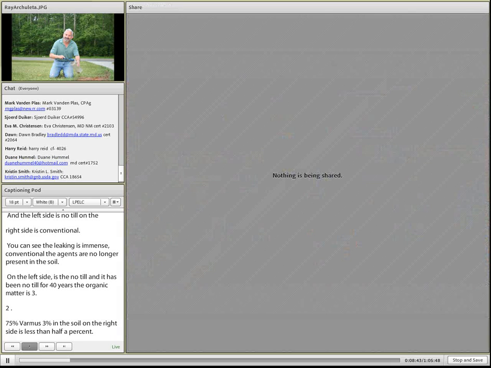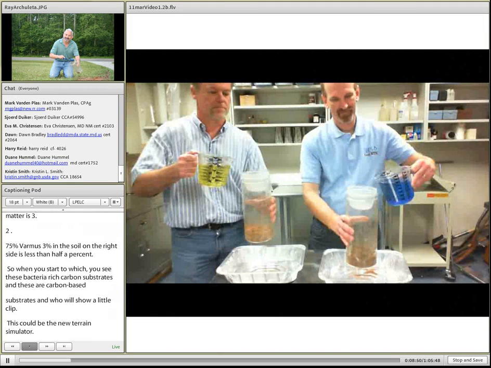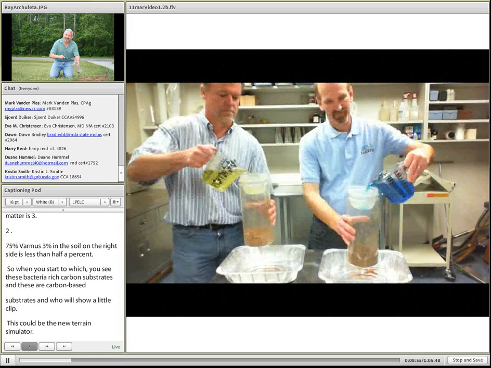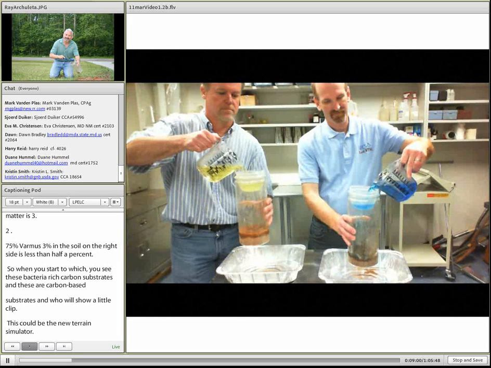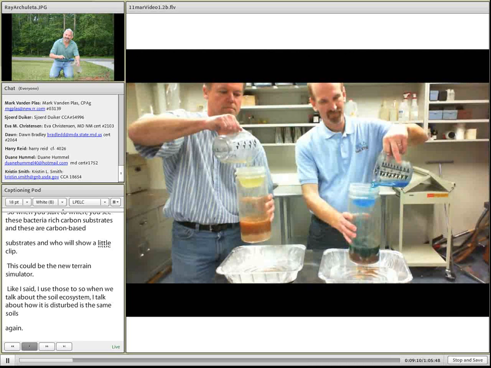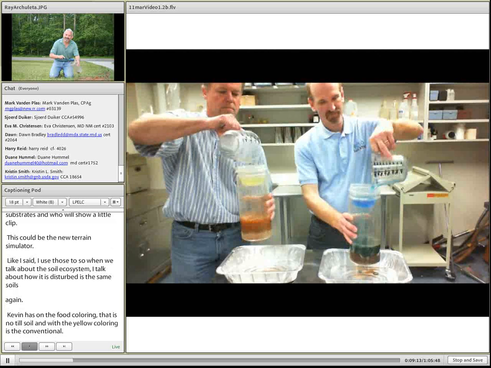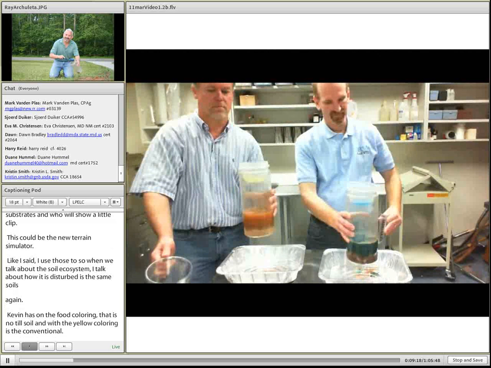So Leslie's going to show the other little clip. It's going to be the miniature rain simulator. Like I said, I use those 2. So when we talk about the soil ecosystem, I tell them how tillage disturbs it. Now these are the same soils again. Now Kevin, with the blue food coloring, is pouring the no-till, that's in the same no-till soil, and Steve with the yellow coloring is pouring the conventional. We want to see in this little miniature rain simulator the macro porosity and the micro porosity, the glues, the pores held intact, and you notice the infiltration on the no-till soil, how quickly the water infiltrates.